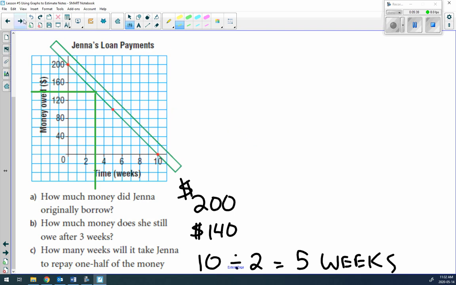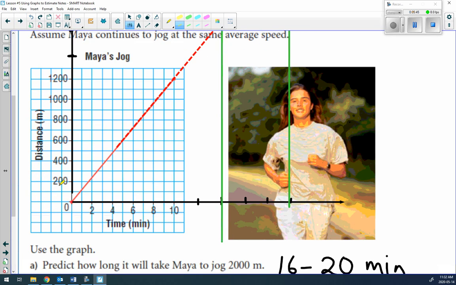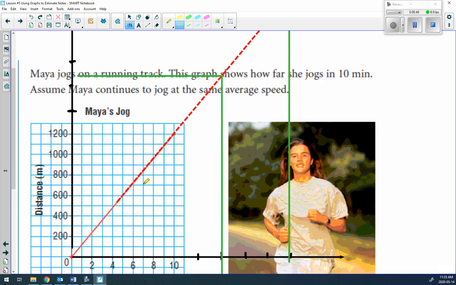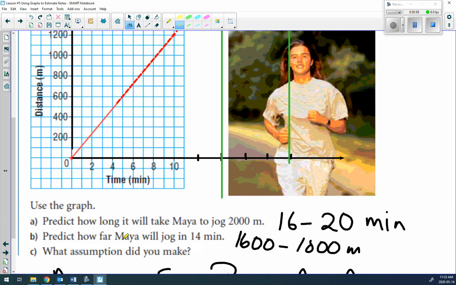Okay, let's look at Maya. Maya jogs on a running track. The graph shows how far she jogs in 10 minutes. So here it is here. There's the graph. But you can see we've already made a mess of this graph by adding all these extra lines. So assume Maya continues to jog at the same average speed. So this red line here, we can just keep continuing up and drawing because it's a continuation. So predict how long it will take Maya to run 2,000 meters.